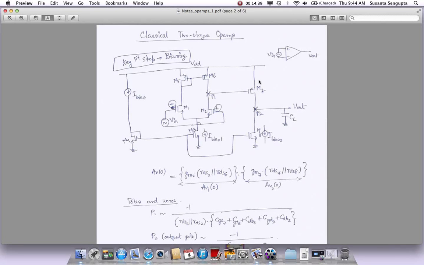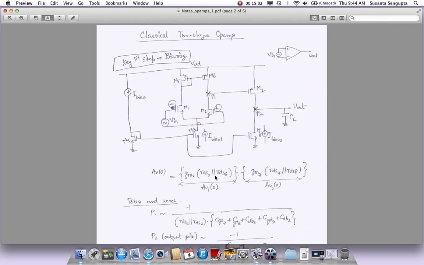Looking up, we will see RDS7, which is here. Looking down, this is a current source. Its VGS never changes, it's fixed. So all you see here is RDS8. So RDS7 parallel to RDS8 gives you the total resistance. Anytime there is a voltage here, this will create a current of GM7 times that voltage, and that's why the gain comes out to be this.